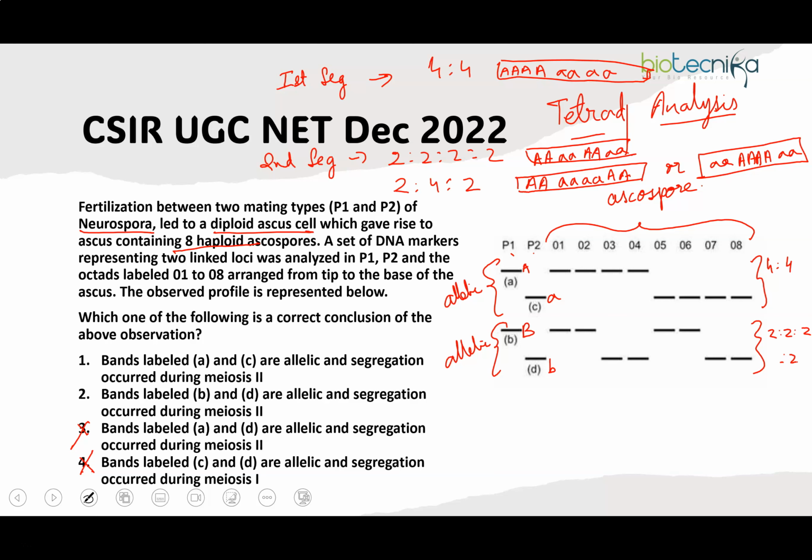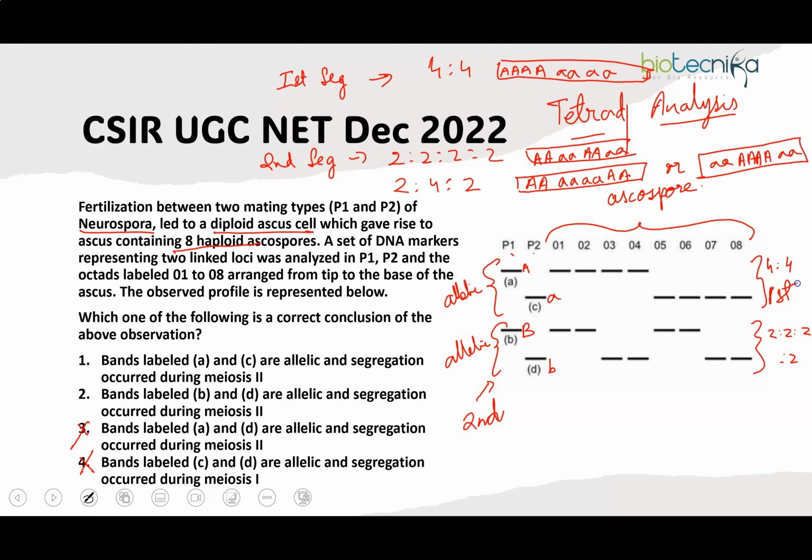So 2:2:2:2 is for this gene, B and D, which are alleles of each other. Here segregation is happening in the second division, whereas in the first case, since the pattern is 4:4, segregation is happening in the first division. So it is very, very easy, is it not? You just have to link it. The band pattern is given, but you have to link it with your basic understanding of tetrad analysis.